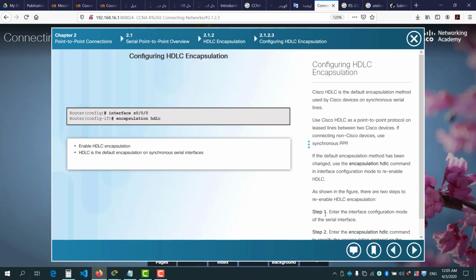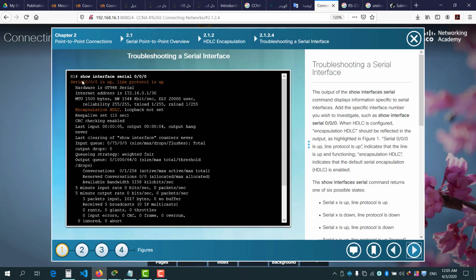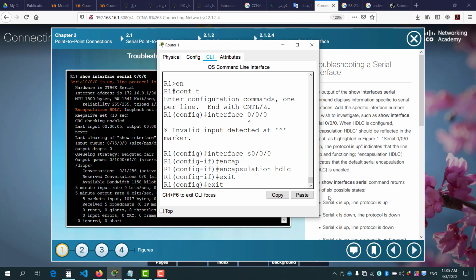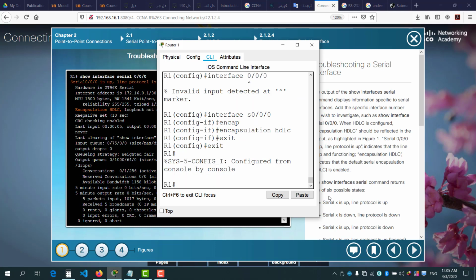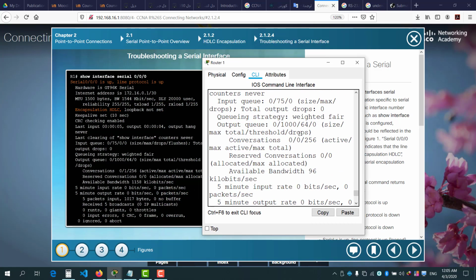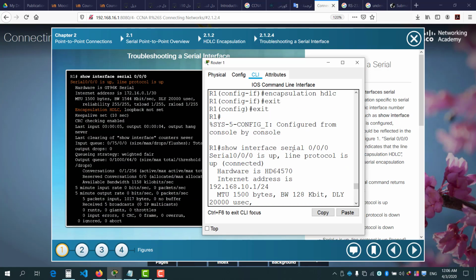Okay, go to next. Now I'm in the configuration mode, I'll exit. Now in this mode I'll write the command show interface serial 0 slash 0 slash 0. And so I have the same thing as illustrated here, but I'll show you in the packet tracer.